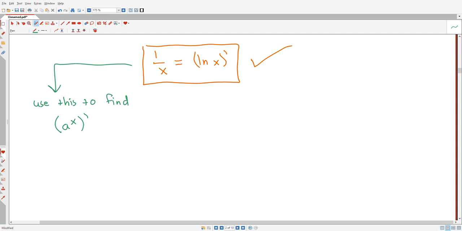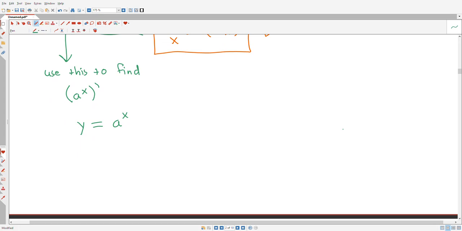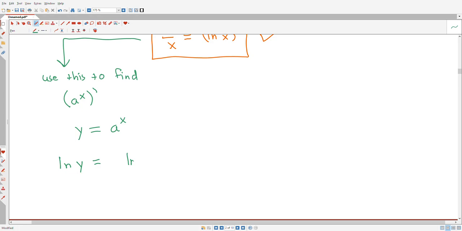So here's the way I'm going to do it. I'm going to say, y is the function a to the x. And I'm going to take a logarithmic derivative of this. So I'm going to take the natural log of y. That's got to equal the natural log of a to the x. And I can bring my x down. And so now I'm going to differentiate both sides. When I take a derivative of natural log of a function, I get 1 over the function, and I get the derivative on top.